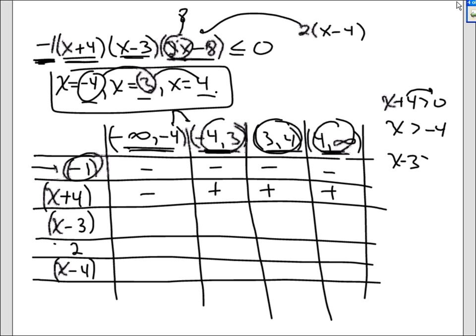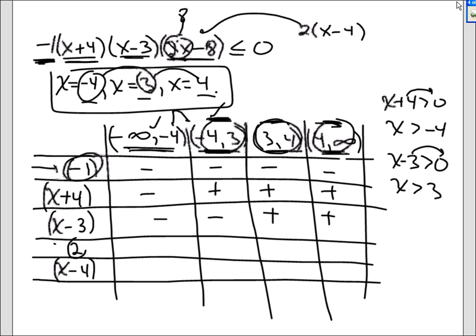x take away 3. When is it positive? Just add 3 to both sides, or bring the -3 over to the other side as +3. When x is more than 3, x minus 3 is positive. Well, these two intervals, the x's are more than 3. Here, the x goes up to 3, not more than 3. So these two are positive, and on the left two intervals, x minus 3 will be negative.